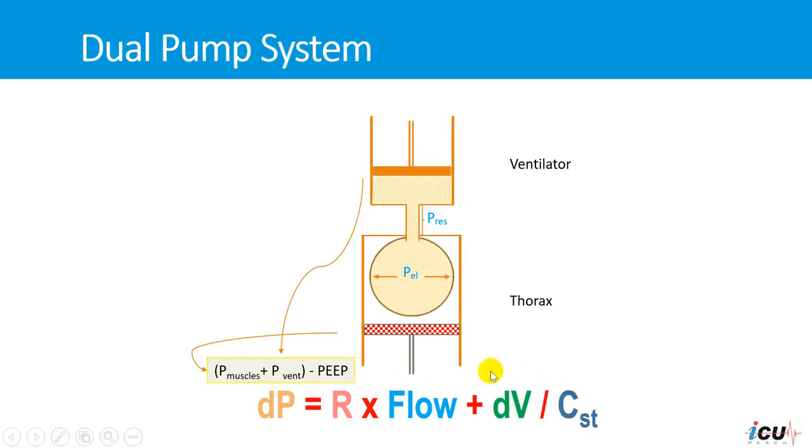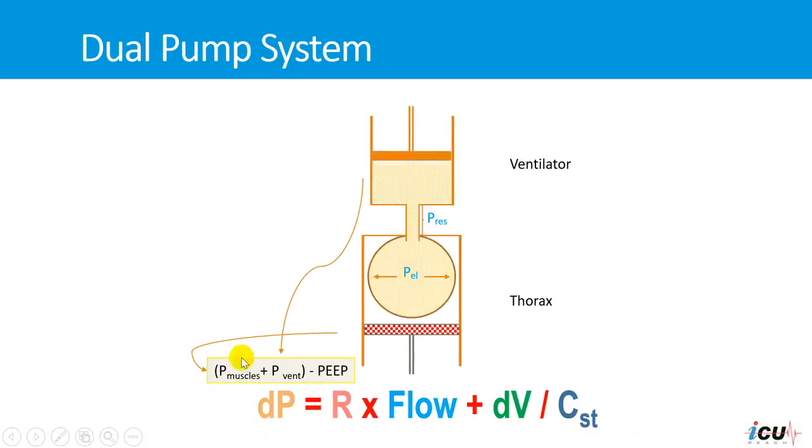So on volume control mode of ventilation, if the patient is not breathing, the machine will deliver whatever pressure is needed to overcome the resistance, the flow, and the static compliance. If the patient started to breathe, that pressure delivered by the machine will be less because the patient is adding his own pressure now to overcome these resistive and elastic forces.